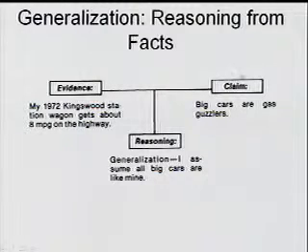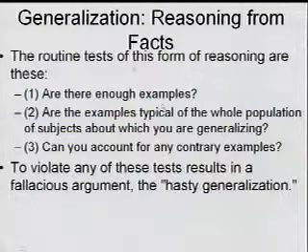So here's the one I was thinking of. The claim is big cars are gas guzzlers, and the reasoning here is with the generalization. I assume that all big cars are like mine. The evidence is my 1972 Kingswood station wagon gets about 8 miles per gallon on the highway. Wouldn't want to be driving a car like that today, although I think the Humvees out there don't get much better than that out on the highway even. So you can see this is coming from the 1970s, and hopefully our gas mileage has improved tremendously since then. If not, you're going to be paying a lot of money at the pumps.